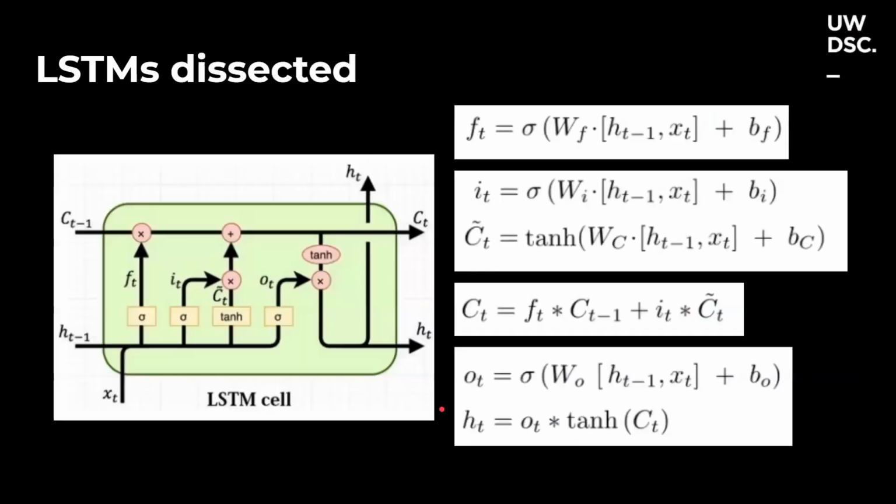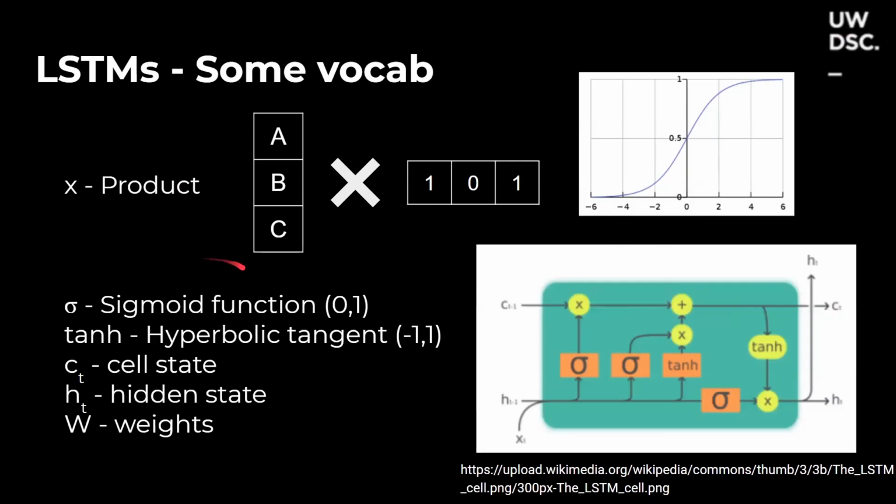Cool. Just one question. Yes. Why, in the previous slide, were there two outputs for the hidden state?